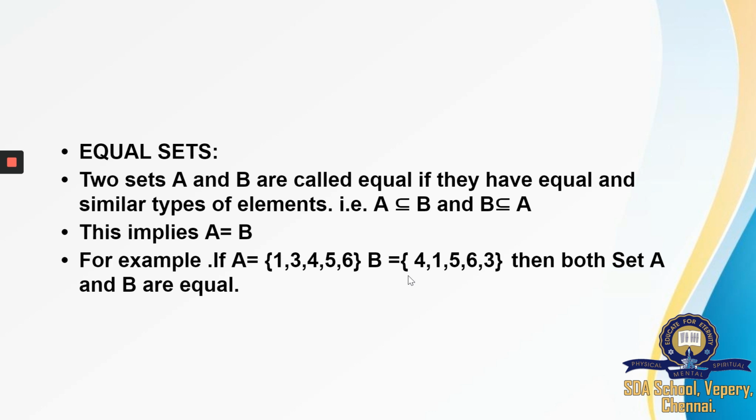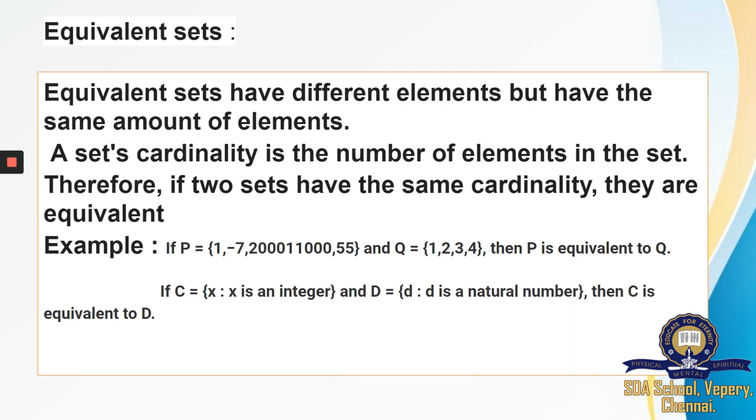Now, let us count the number of elements first. How many elements are there in set A? 1, 2, 3, 4, 5. There are 5. In set B, again there are 5. And if you see, the number of elements is exactly the same, and the elements are the same too. It's just the order which differs. So if two sets have the same number of elements and the same elements, then the sets are said to be equal. Next, equivalent set. So what is an equivalent set?